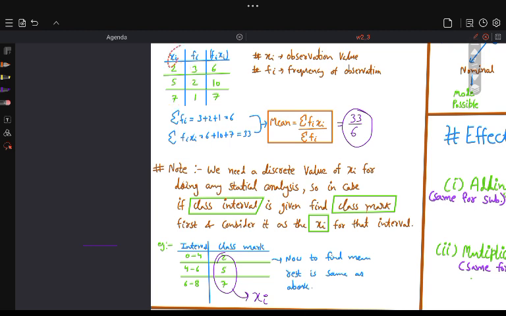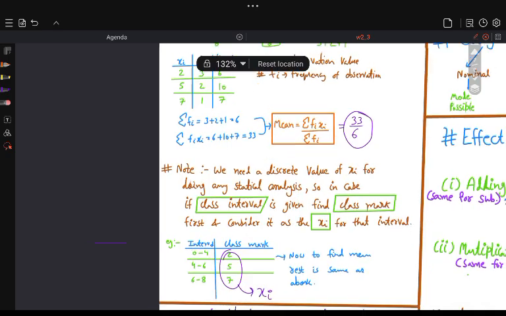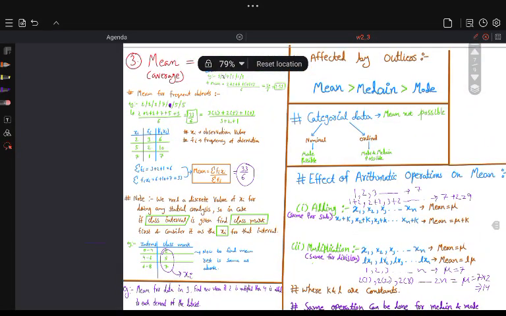Earlier 257 was xi, similarly this will be the xi, and now there will be some frequency, and from the frequency and xi we will calculate the mean. So the additional step was nothing but to convert the interval into the class mark, and then do the same procedure as we have done here. So the main part is over.